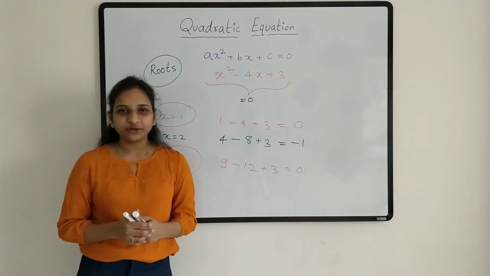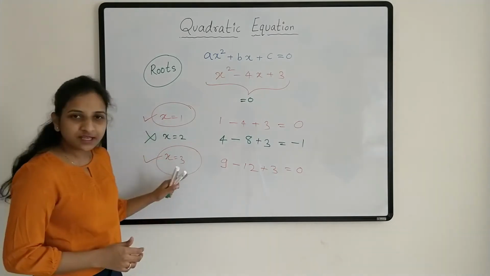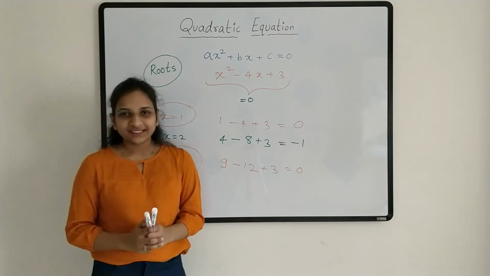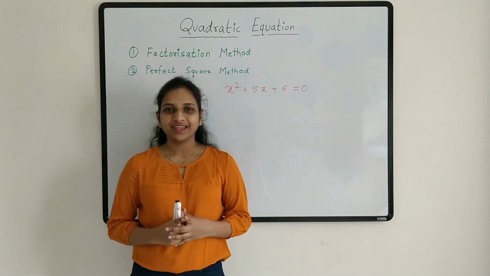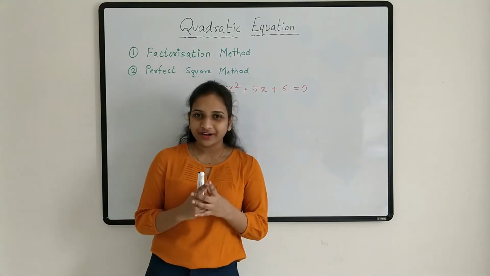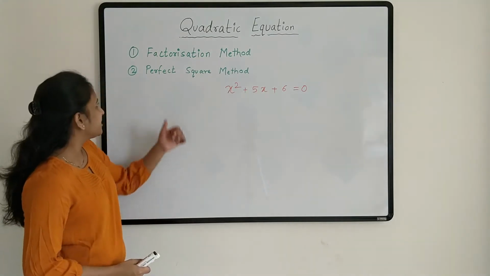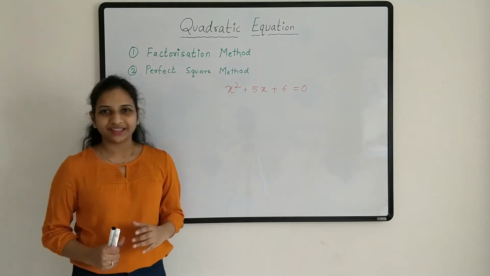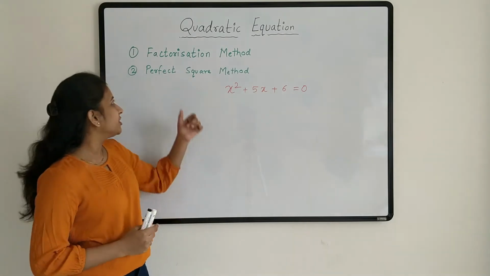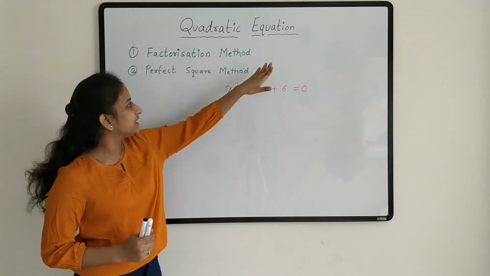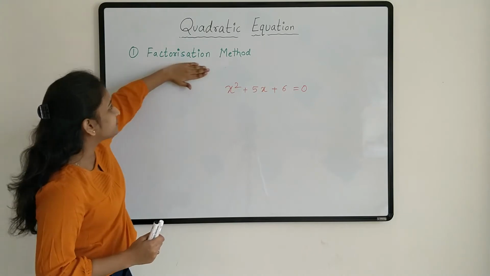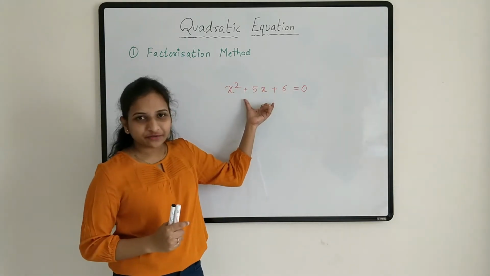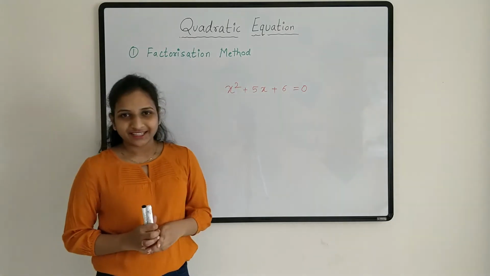But how to find roots? Every time we cannot substitute different values of x and check the expression value. This is not the correct way. There are 2 methods to find the roots of a quadratic equation. The first method is the factorization method and the second is the perfect square method. In this video we are going to focus on the factorization method. The other method we will learn in the next video. Now let's find the roots of this equation by the factorization method.